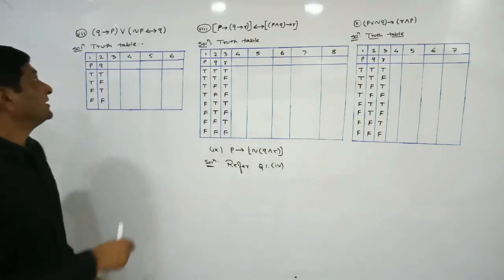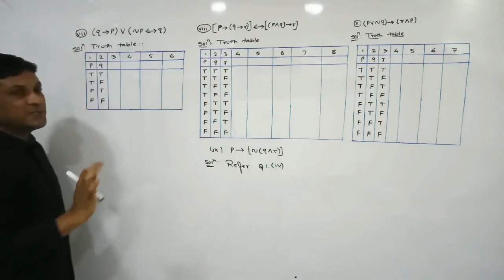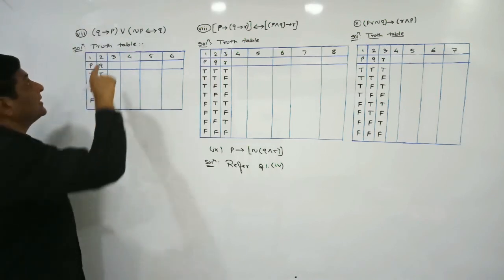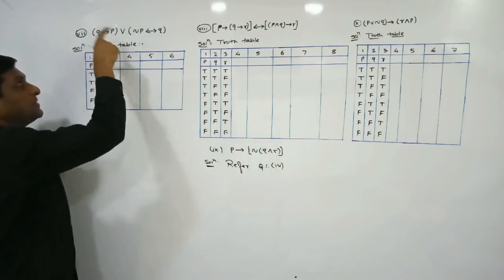Now see question number 7. In this question, one statement is given to us. If you observe this statement, only two letters are there, P and Q.